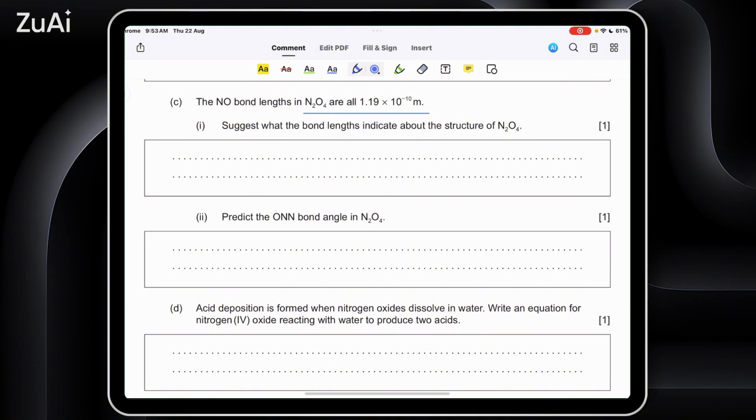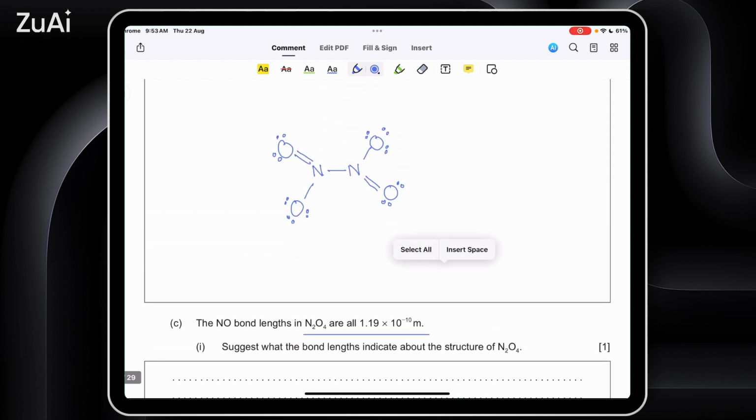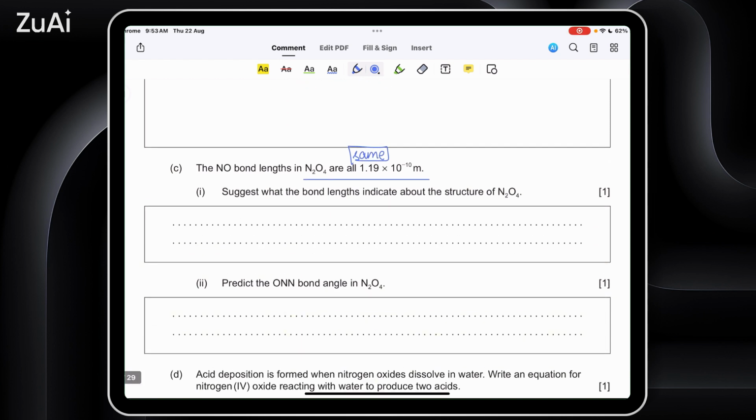NO bond length, all are this, 1.19. What does the bond length indicate about the structure? Good question. The bond lengths, they all are this. What does that mean? All are the same. If the bond lengths are the same, that means it may have a resonance structure, because for resonance all the bonds should have the same length. So it has a resonance structure.